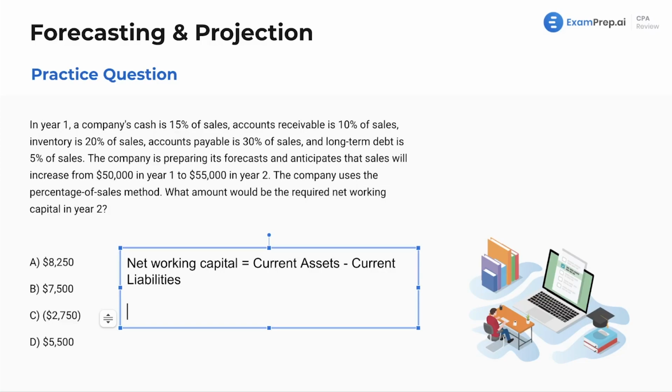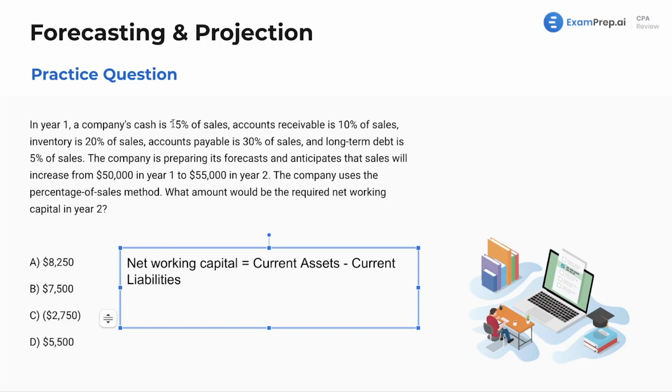Well, okay, we've got a couple numbers, and 15% of sales, so cash is 15% of sales, AR is 10% of sales. Okay, so obviously we've got a lot of numbers that are deriving their value off of sales. Now there's two ways to go about this. We have our sales. We have a bunch of percentages based on sales. We are concerned with $55,000 and $50,000 is year one, but we want year two working capital.